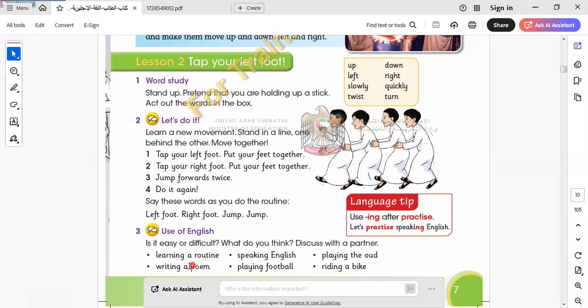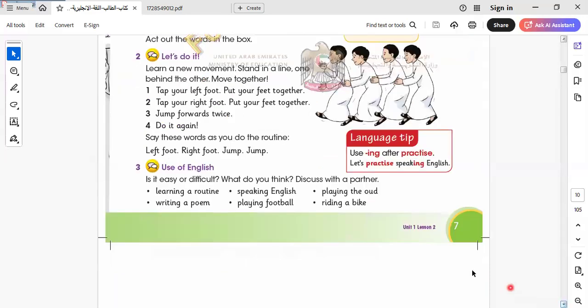Here is the use of English. Here we have some expressions we are learning in this unit. Learning a routine, writing a poem, speaking English, playing football, playing an oud. Oud is a musical instrument. I think you can go to Google and search for oud. We can see the picture of this musical instrument. Riding a bike. Let's go to lesson 3.